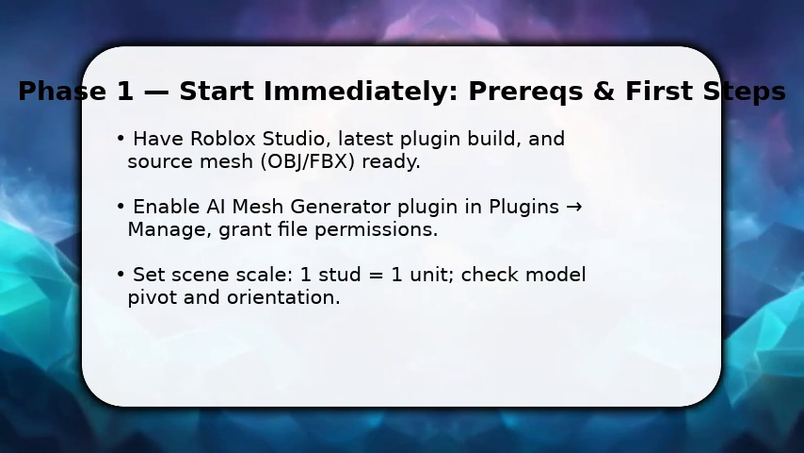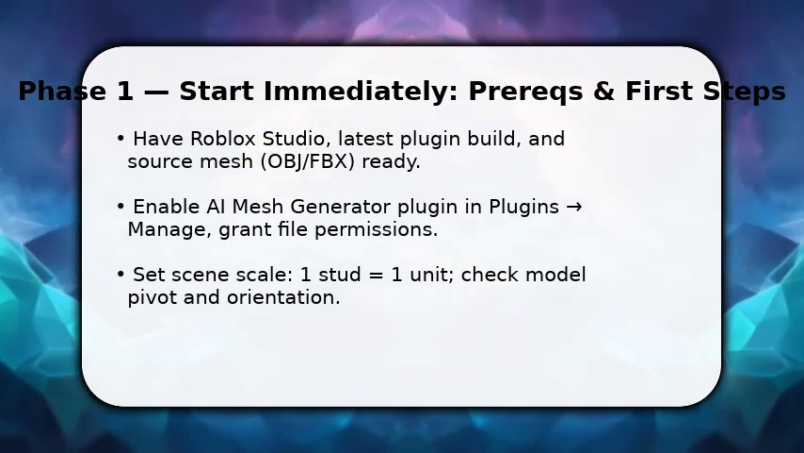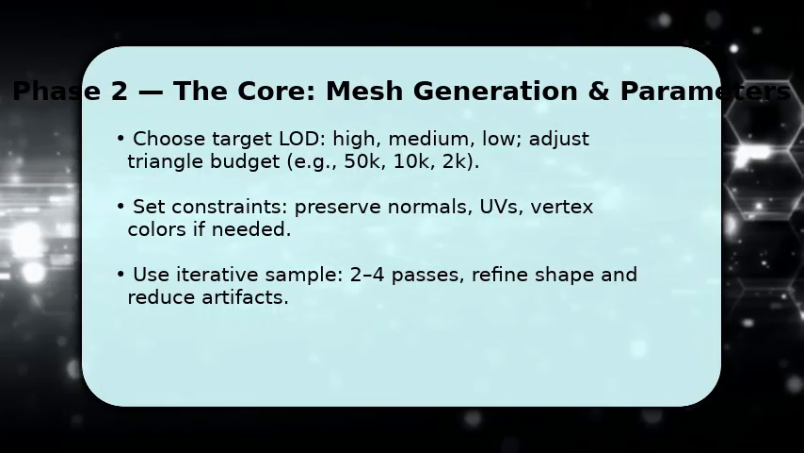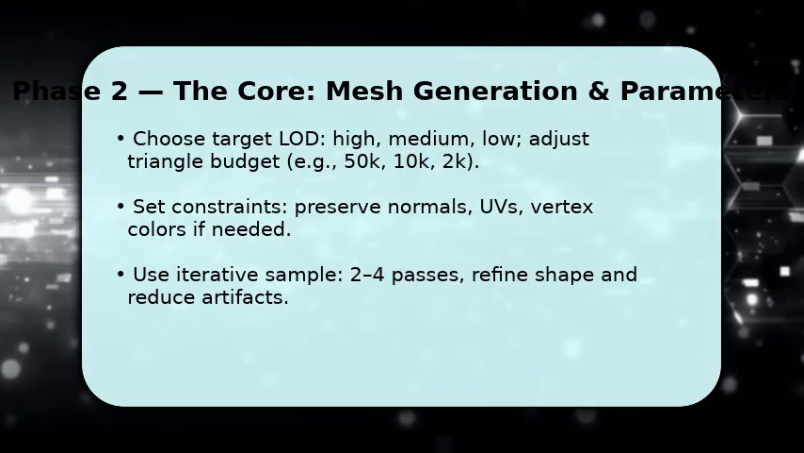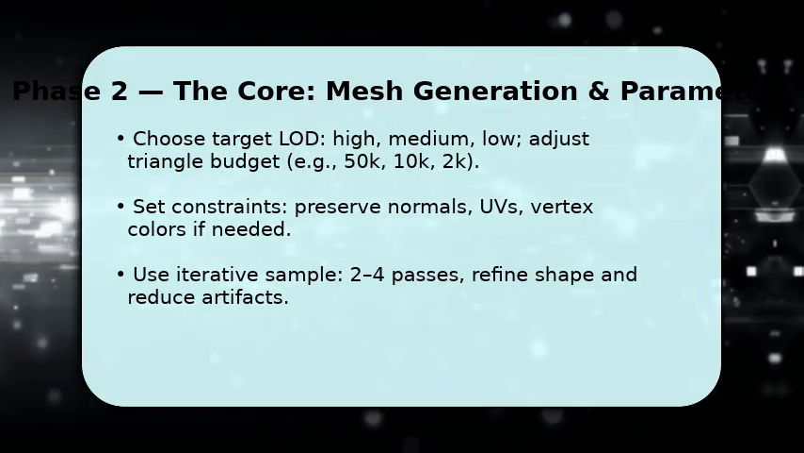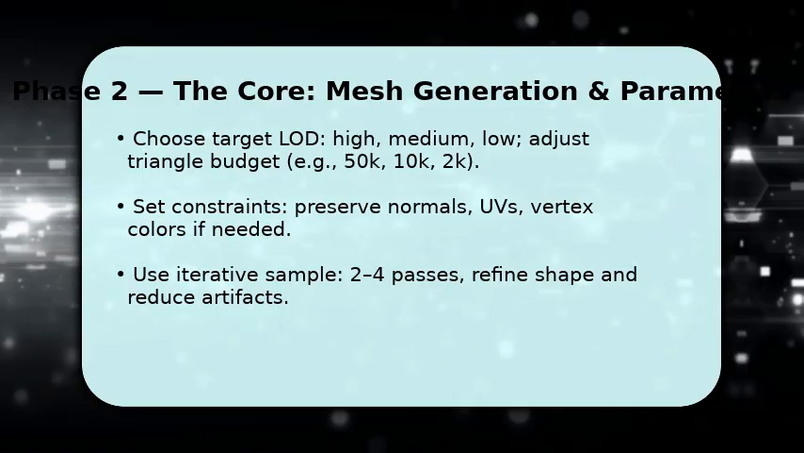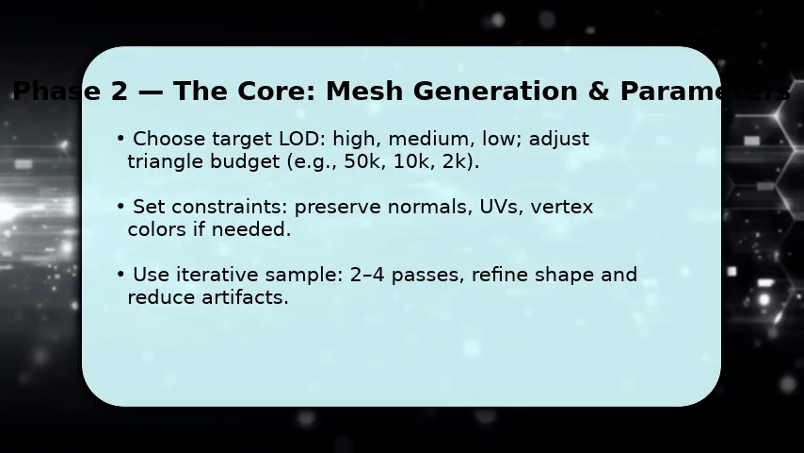You now focus on the core generation parameters and why they matter. Select target LOD and set a triangle budget. Higher counts keep detail, lower counts improve performance. Make sure to toggle preserve normals and UVs when you need shading or texture fidelity, otherwise you may lose seams.